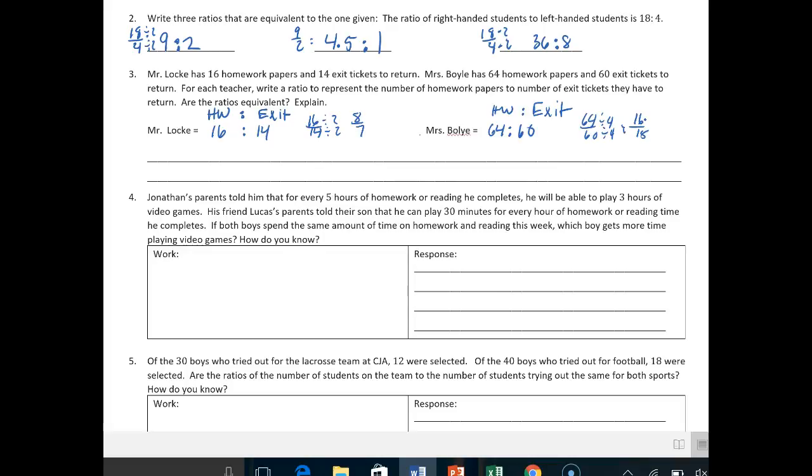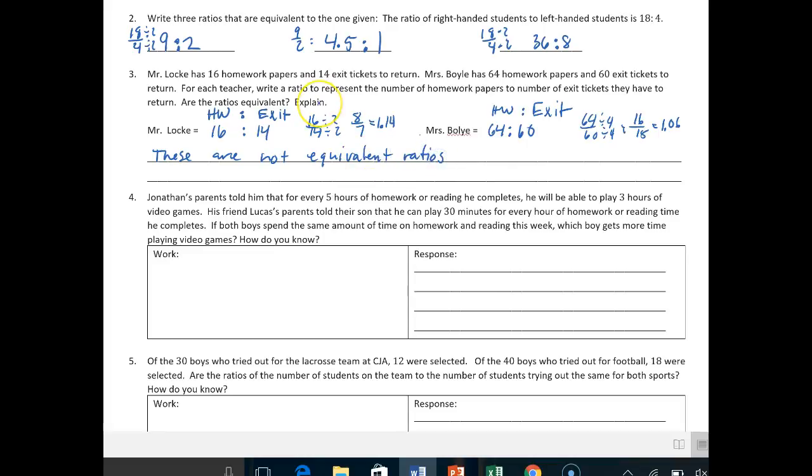So we have 8 over 7. When we divide that, we get about 1.14, and then 16 divided by 15, you get about 1.06. So I know that, hey, these are not equivalent ratios. And I'm going to write that down. These are not equivalent ratios.